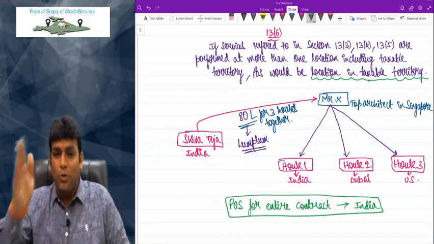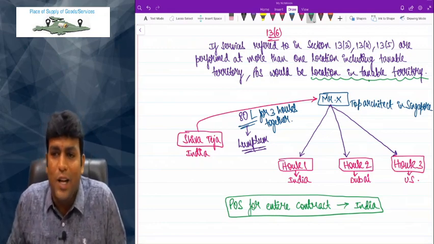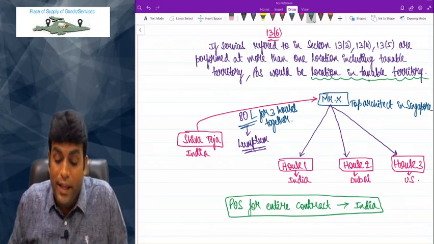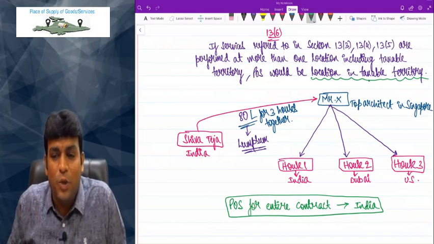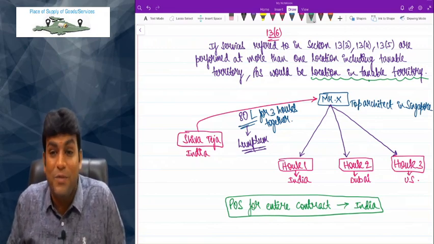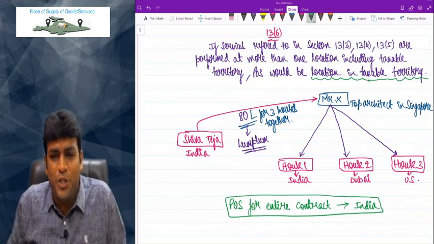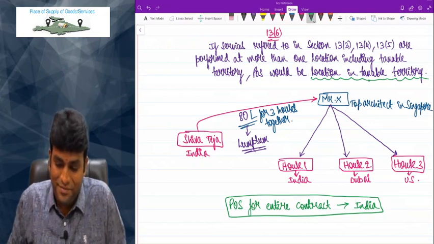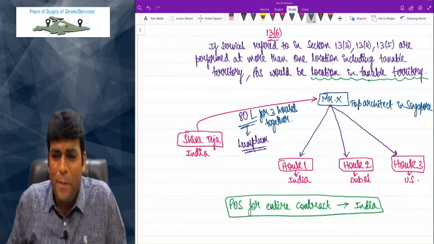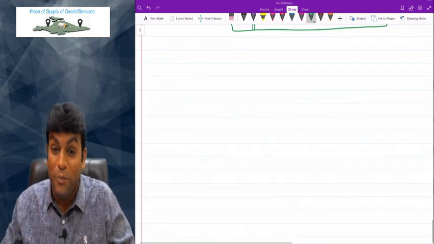Clear, right? I'll read out once again what I wrote there. If services referred to in 13.3, 4, 5 are performed at more than one location, including taxable territory, then POS would be location in taxable territory. That's all. And by this concept only, I got the answer as India. Very interesting and fantastic concept, guys. That is the story of 13.6. But before you write 13.6, I'll complete 13.7 also, sir. Then you'll enjoy this concept more.